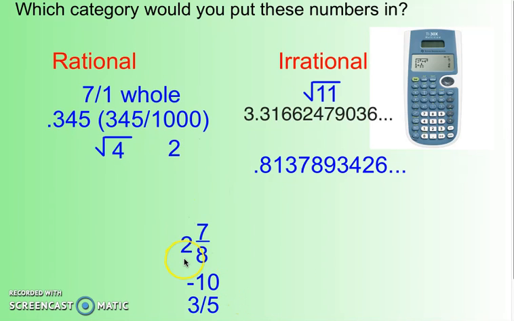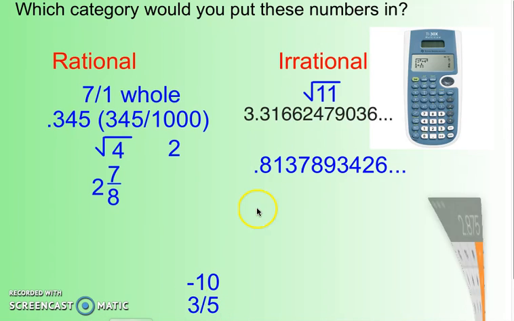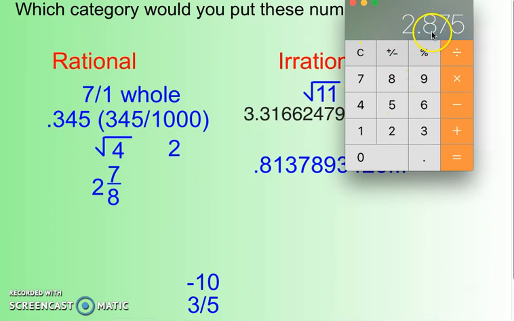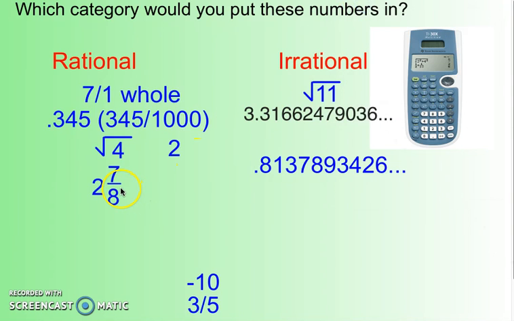How about a mixed number, 2 and 7/8? Well, do you notice it's already written in fraction form? It already has a fraction in it. So technically, this is 2.875 because 7 divided by 8 is 0.875, and then there's 2 wholes. So this is a decimal that terminates, so that puts it in the category of a rational number.